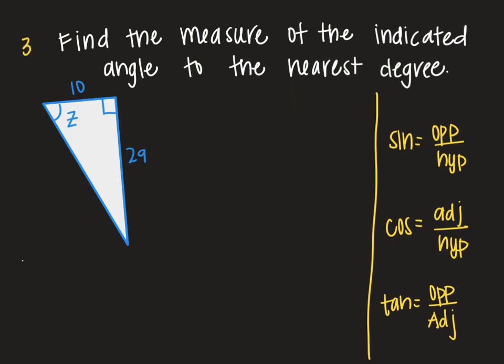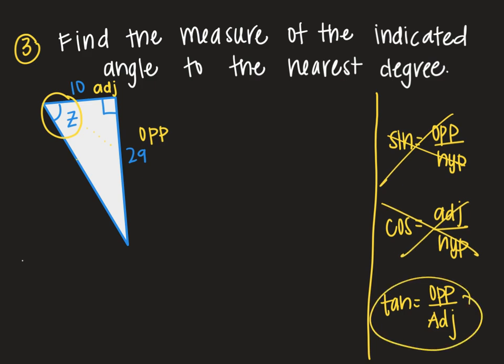This last problem, we're going to find the measure of the indicated angle to the nearest degree. First things first, label our triangle. We have our given angle right here. The side opposite of that angle is the opposite side. The side across from the right angle is the hypotenuse, but we don't need that side, so we're not going to label it. This other side has to be the adjacent side. So I have opposite and adjacent. Which one of them uses opposite and adjacent? Sine doesn't use it. Cosine doesn't use it. Tangent uses both opposite and adjacent. So I'm going to use that one.